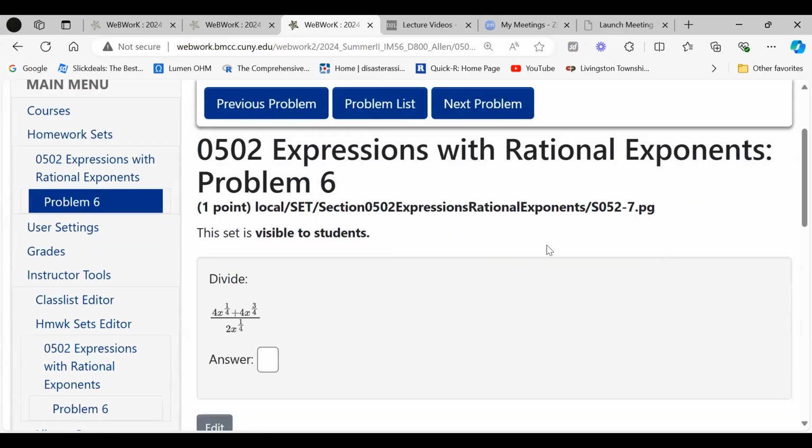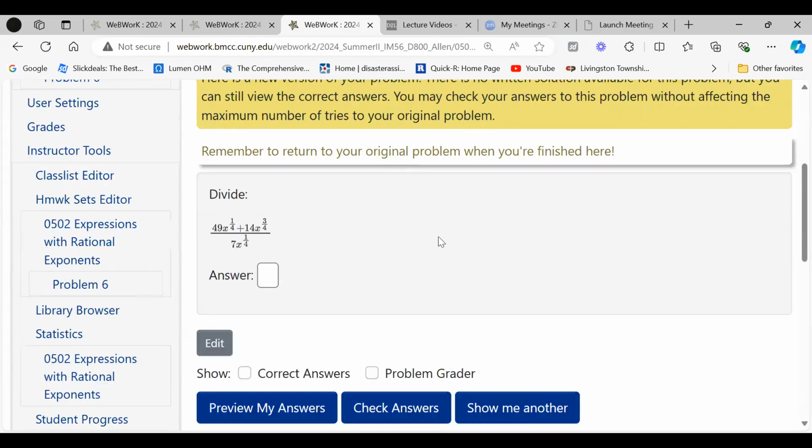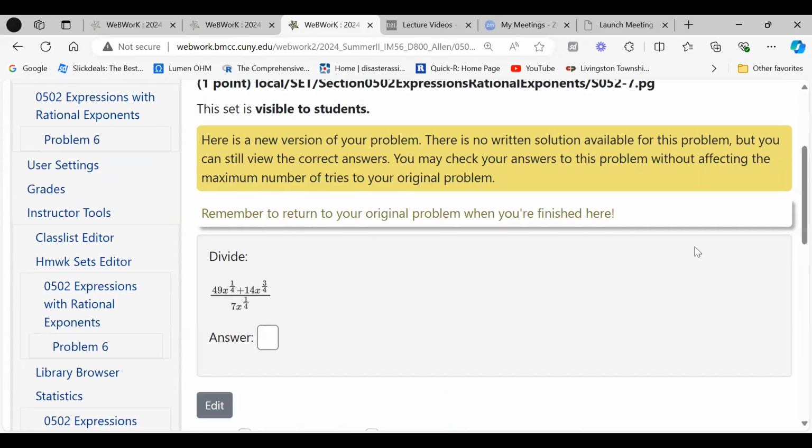All right, so let's try some of the division. So division of the rational expressions. Okay, try this one.